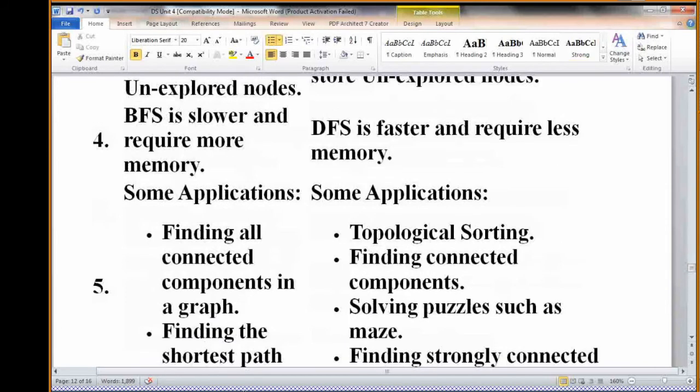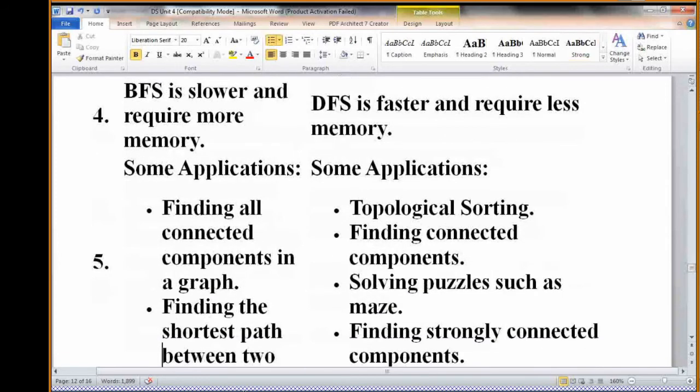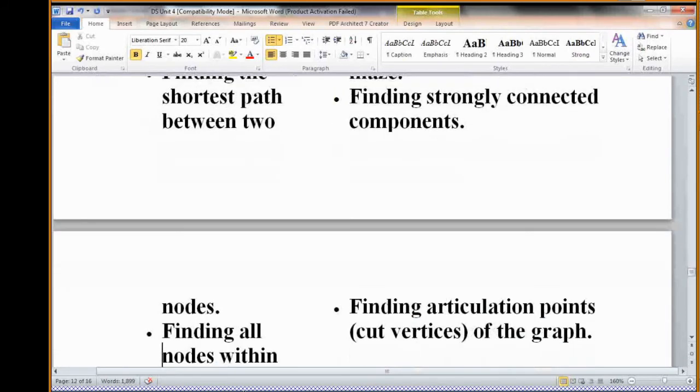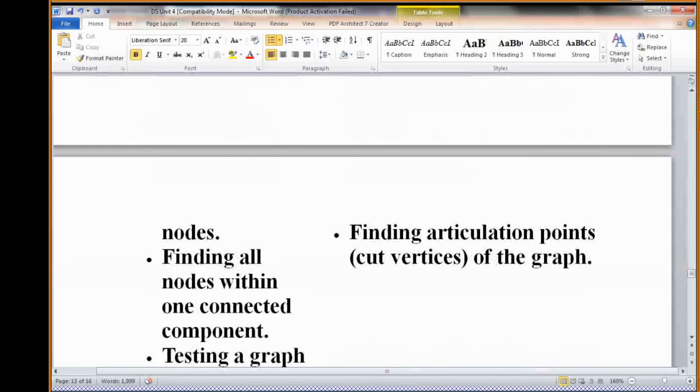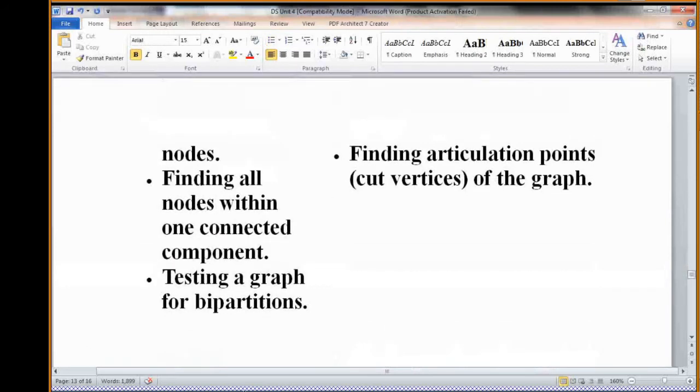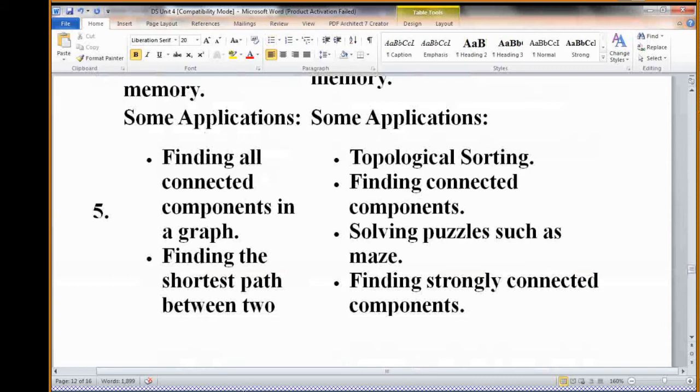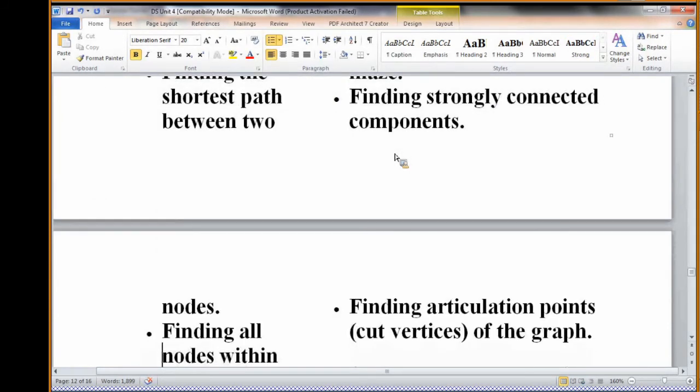Some applications: finding all connected components in a graph, finding the shortest path between two nodes, finding nodes within one connected component, and testing a graph for bipartiteness. These four are the applications of BFS. And applications of DFS: topological sorting, finding connected components, solving puzzles such as mazes, finding strongly connected components, finding articulation points, that is, cut vertices of the graph.